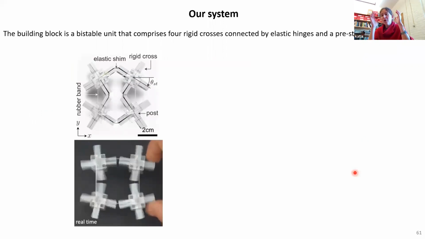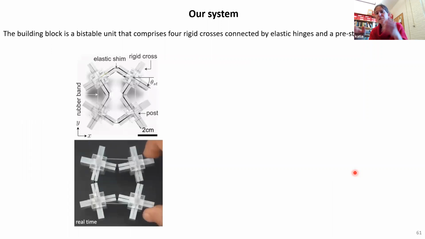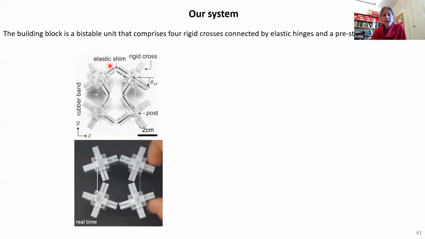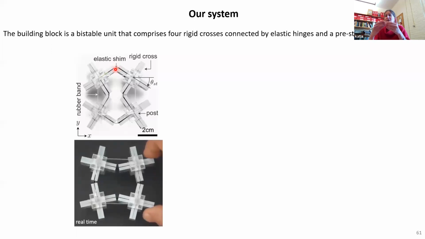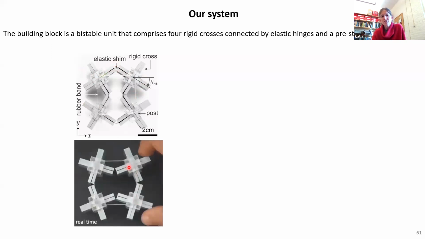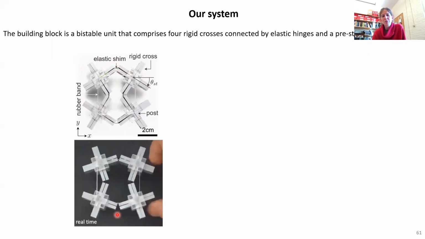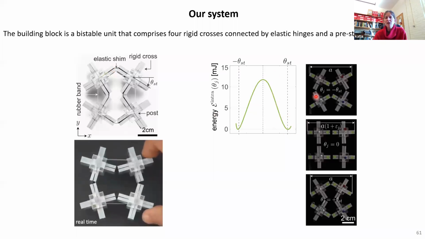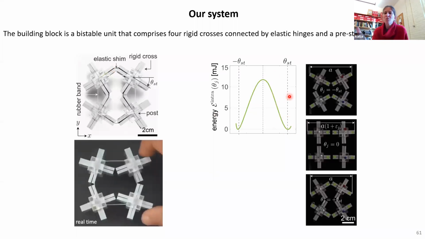So, okay, we want to exploit transition waves again. What we learned is that we need a bistable building block. In this case, the building block is different from the one I showed you before, but it's also very simple. We have four rigid crosses connected by elastic shims at the edges. And then to make the structure bistable, we add a rubber band. Now you can see the structure is bistable. We have this stable configuration and the other rotated stable configuration. And here you are, this is the energy profile that we can extract from our experiment.